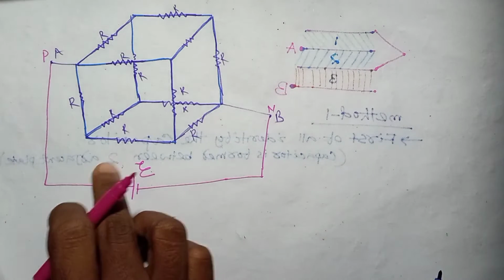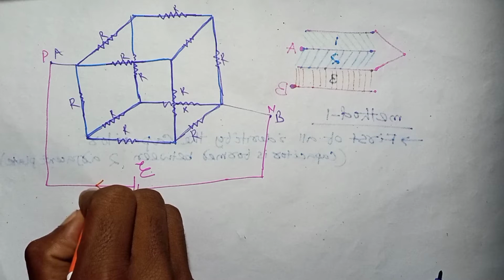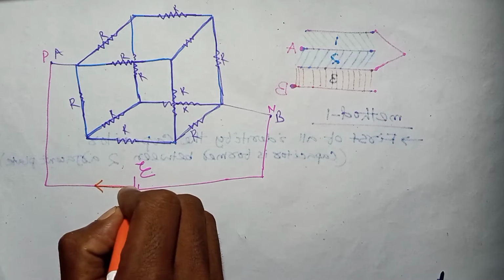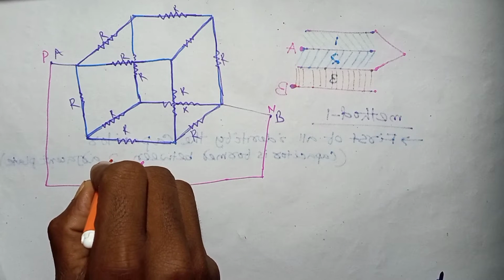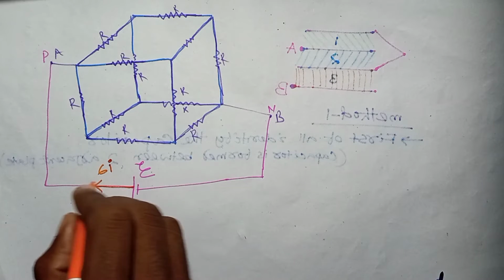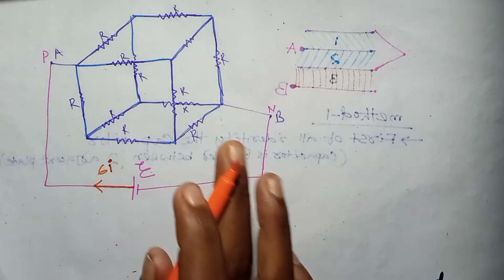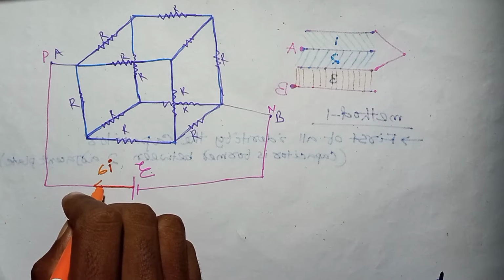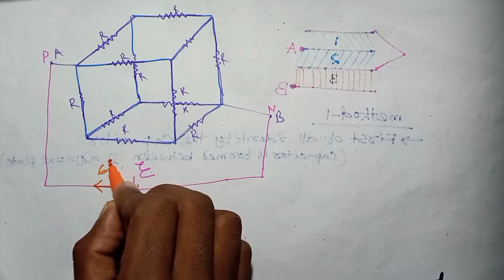Then we have to send some current. Let's say I am sending a current of 6I from the positive terminal of the battery. I can send any amount of current, no issue. So I send 6I.